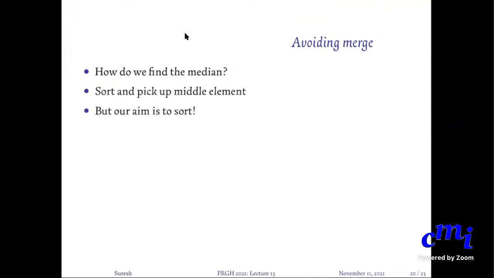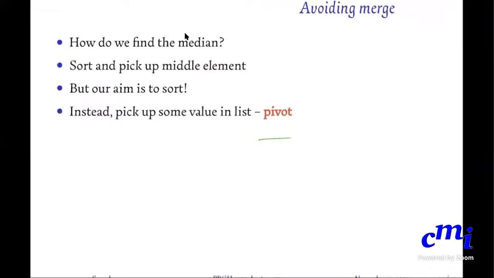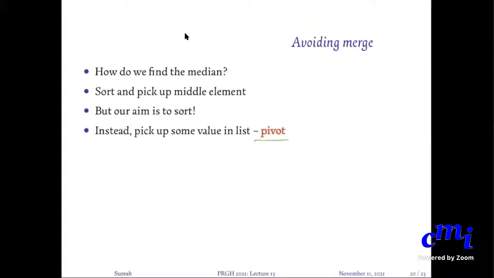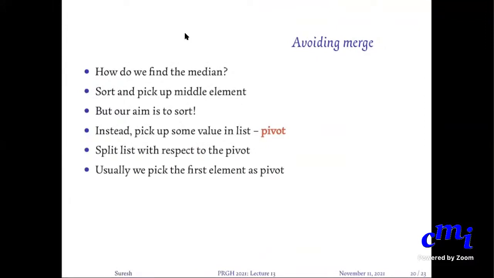So to find the median, you have to sort and pick up the middle element. But our aim is to sort. So this is circular. To avoid this, you pick some value in the list, and that is called the pivot value. Anything that is less than or equal to the pivot, you move to the front. Anything that is greater than pivot, you move to back. You split the list with respect to the pivot, and you don't even need to search far and wide for the pivot element. Usually you take the first element as the pivot element.